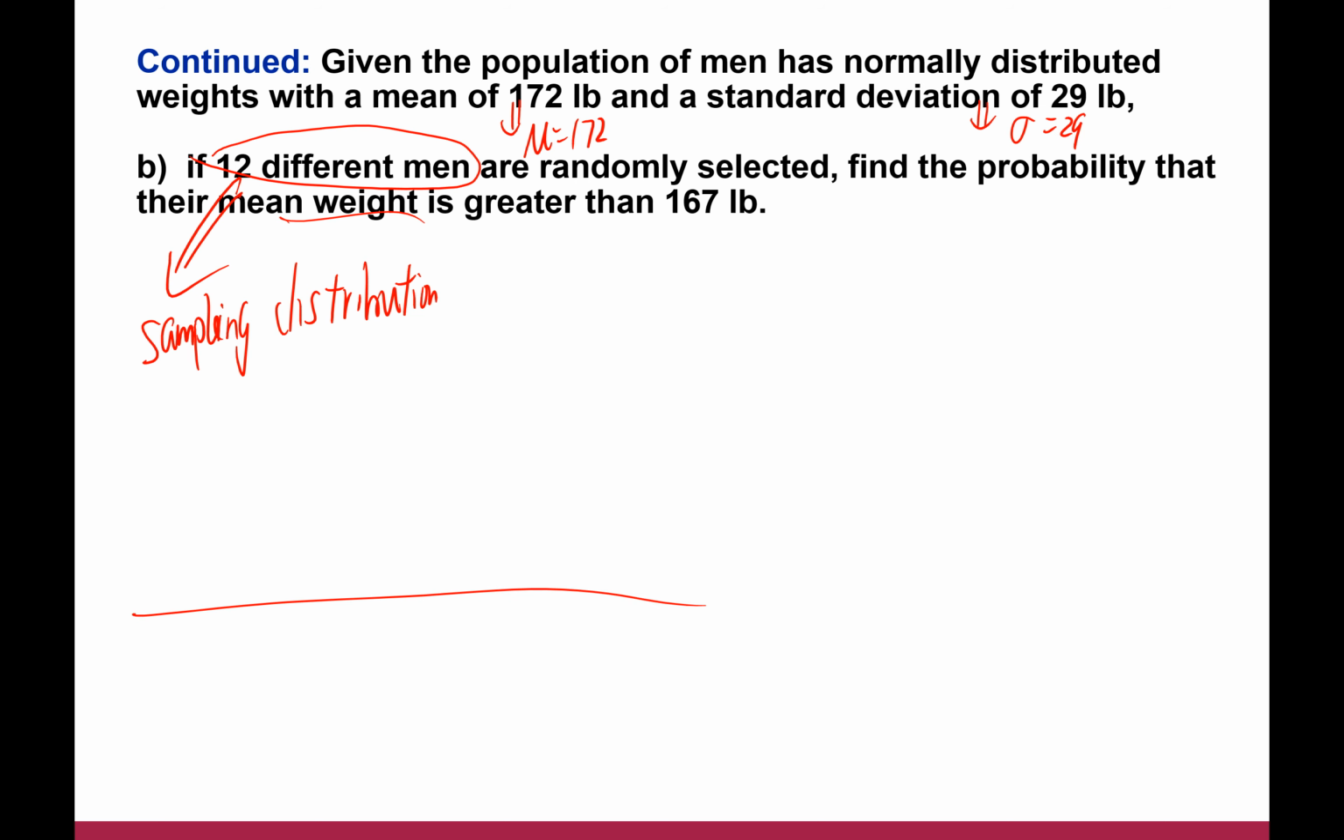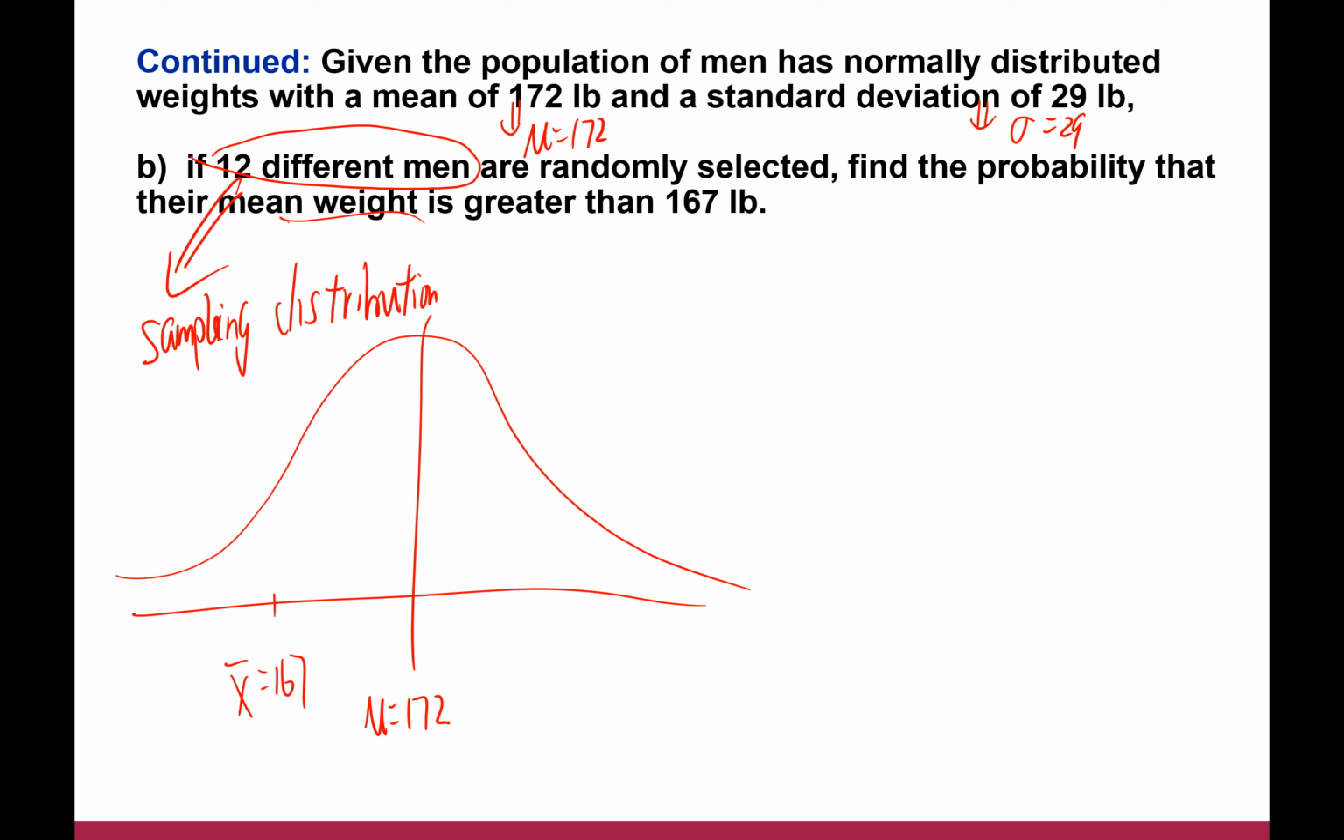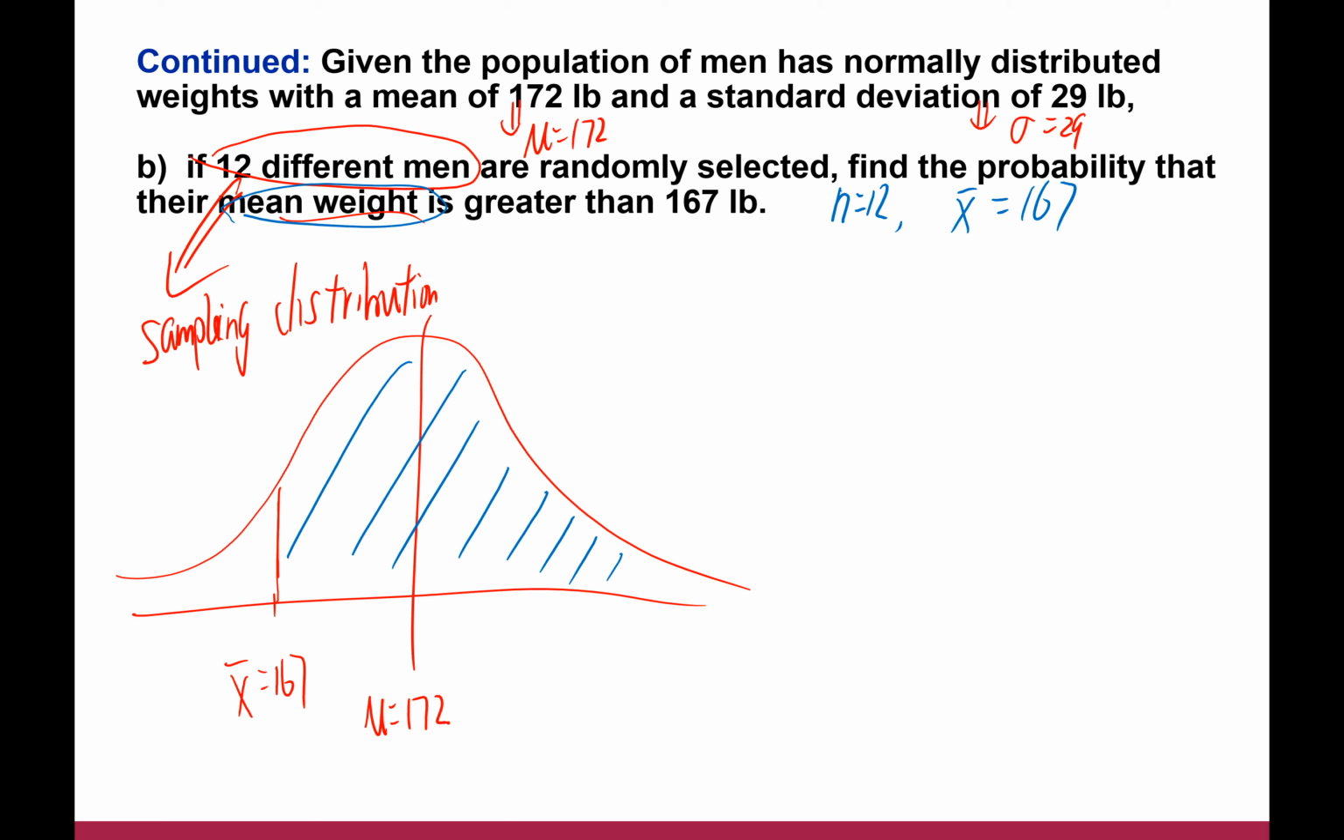Again, draw the bell curve. Population mean mu is 172. Sample mean 167. Greater than that. So again, we're looking for the area to the right. Now, using the central limit theorem, we have sample size 12. Their sample mean is 167. This is the average weight, mean weight.